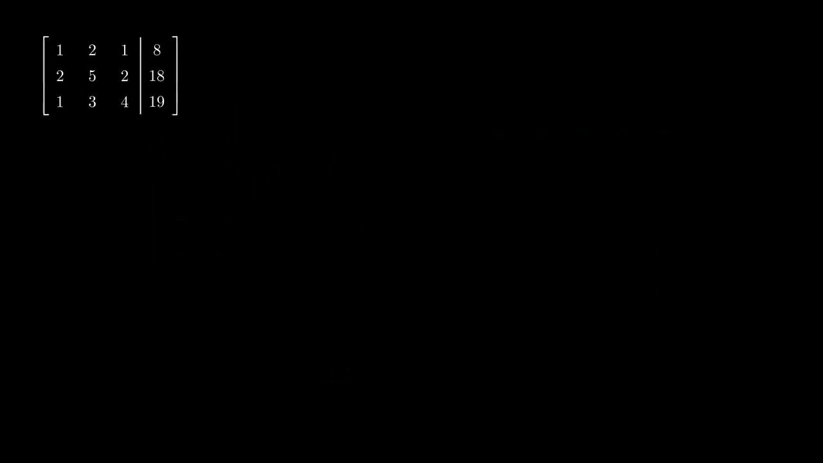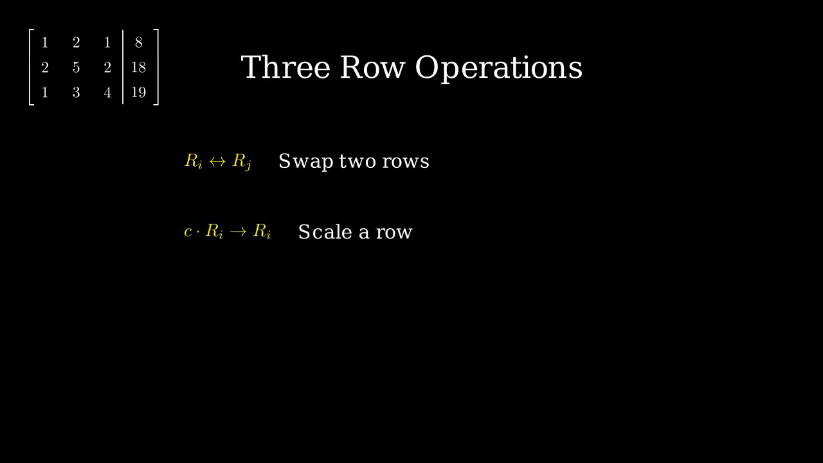Here's the key insight. There are three simple operations we can do to the rows of this matrix that will never change the solution. We can swap two rows, we can multiply a row by a non-zero number, and we can add a multiple of one row to another.